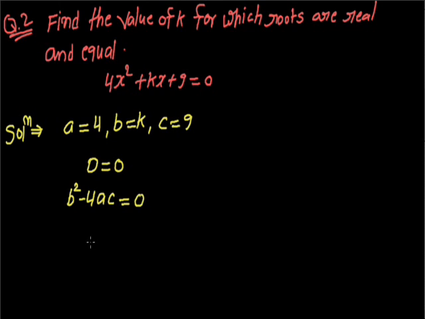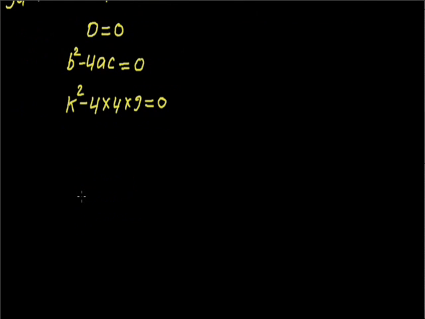Now if you substitute the values of a, b and c, what will we get? The value of b is k, so k square minus 4 into 4 into 9 is equal to 0. Now if we solve this equation, the value of k square comes out to be 144. So k square is equal to 144, so the value of k is equal to plus minus 12. Okay, so for these values of k, this equation has roots real and equal.